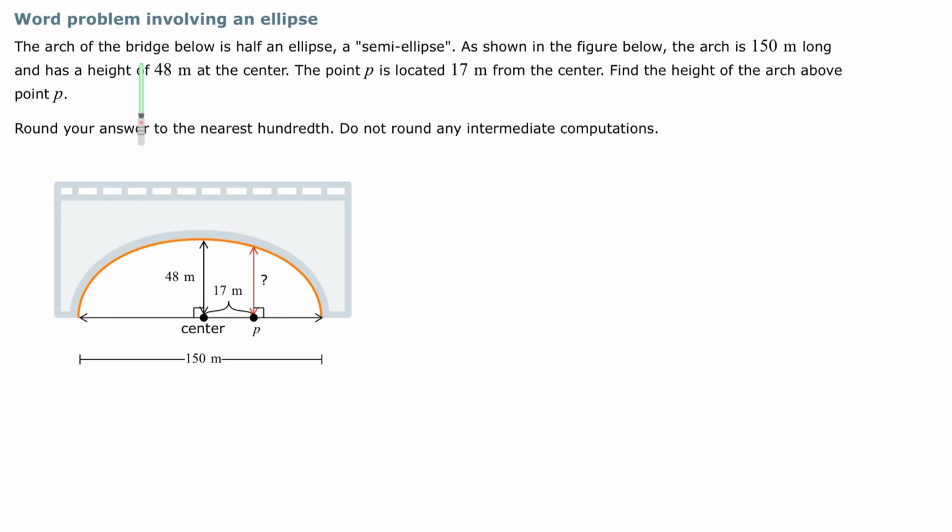The arch of a bridge is half an ellipse, a semi-ellipse, as shown in the figure below. The arch is 150 meters long and has a height of 48 meters at the center. The point P is located 17 meters from the center. Find the height of the arch above point P. Round your answer to the nearest hundredth. Do not round any intermediate computations.